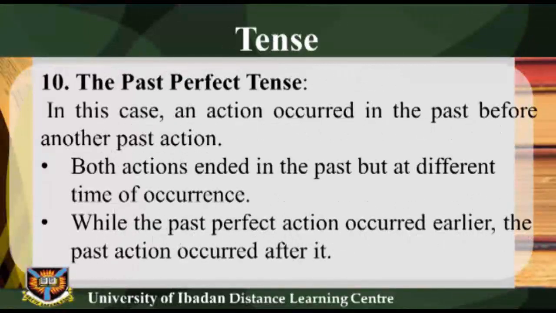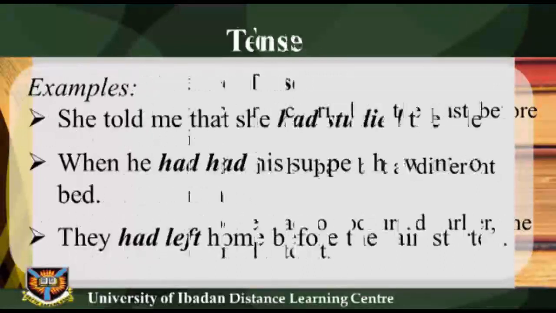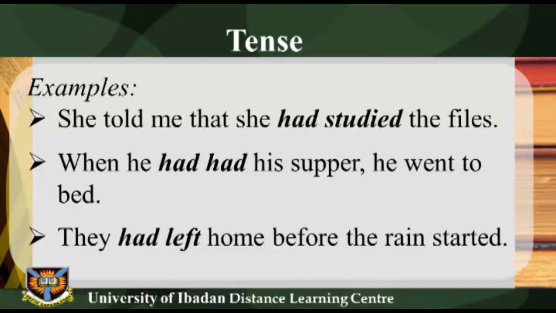Number 10. The past perfect tense. This refers to an action that started in the past before another past action. Note that both actions ended in the past. The only difference is in the time of occurrence. While the past perfect action occurred earlier, the past action occurred after it. Here are some examples.